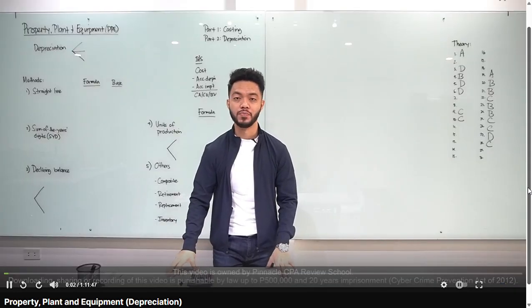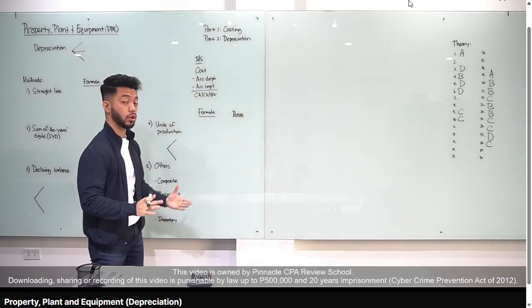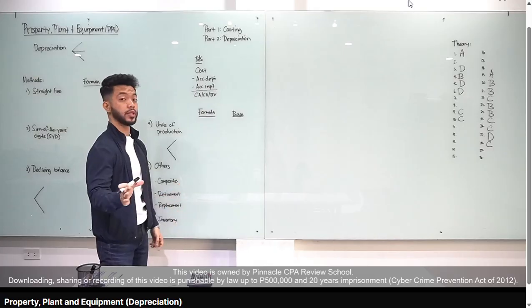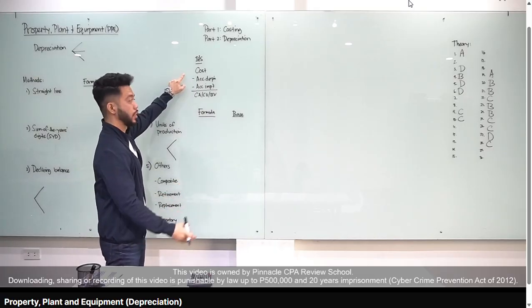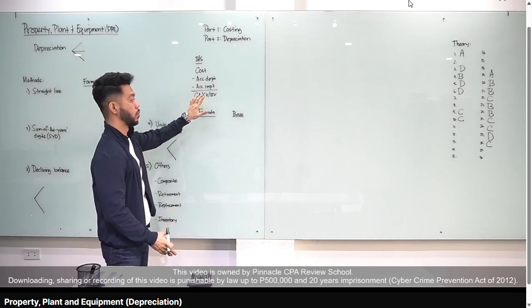Last time, we continued our discussion on PPE. We're done with part 1, costing. Let's move on to part 2, depreciation. To recall, under the cost model, PPE is presented in the balance sheet as follows. Start with cost, minus accumulated depreciation, minus accumulated impairment. We get the carrying amount, carrying value, or the book value.